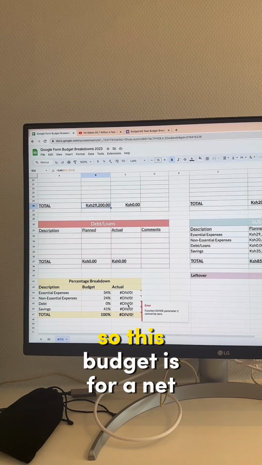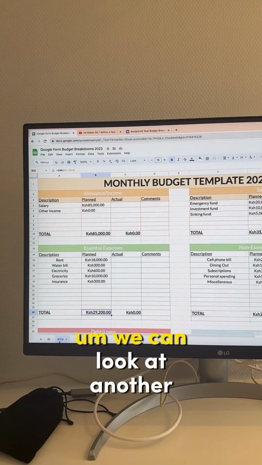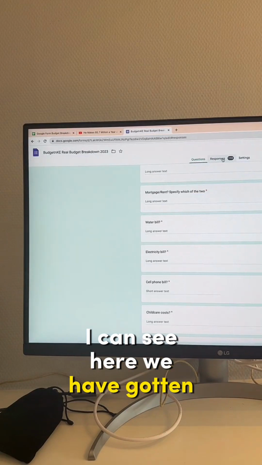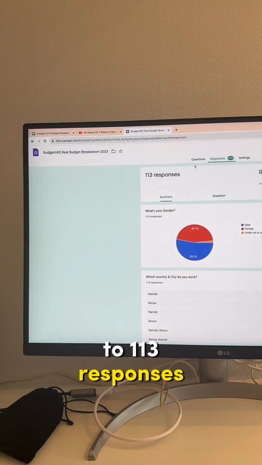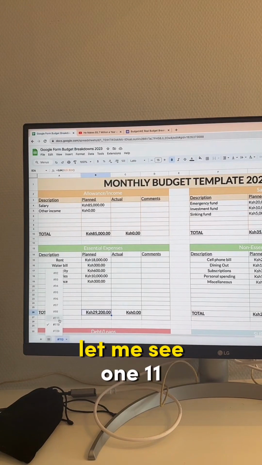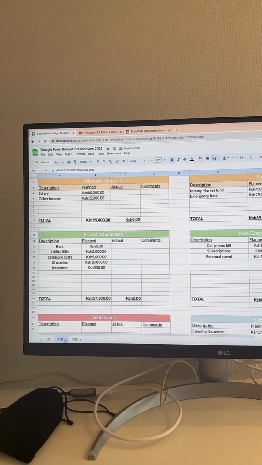So this budget is for a net income of 85,000. We can look at another example. I can see here we have gotten to 113 responses. So let me try and get, let me see, 111. That's also another 80.